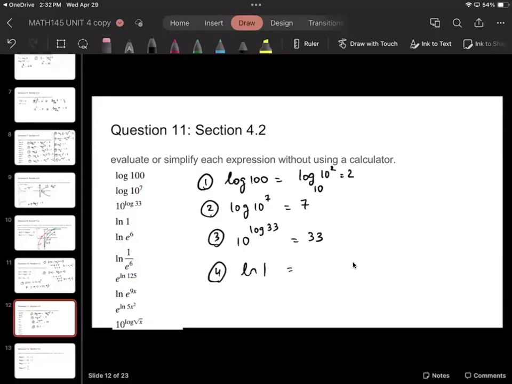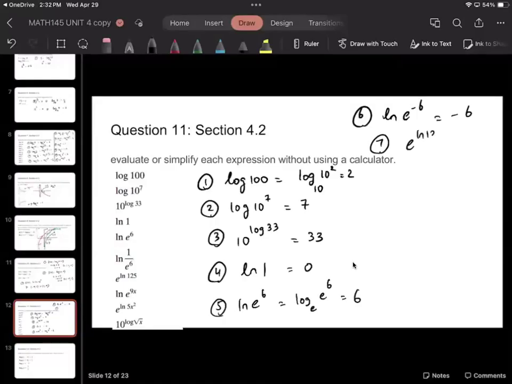ln 1. So remember, log of any base of 1 is always 0. ln e to the power of 6. ln is nothing but log to base e. So the e and the e kind of inverse each other out, and the resulting answer is 6. ln e to the power of negative 6. 1 over e to the power of 6 is e to the power of negative 6. Therefore, the answer is negative 6.